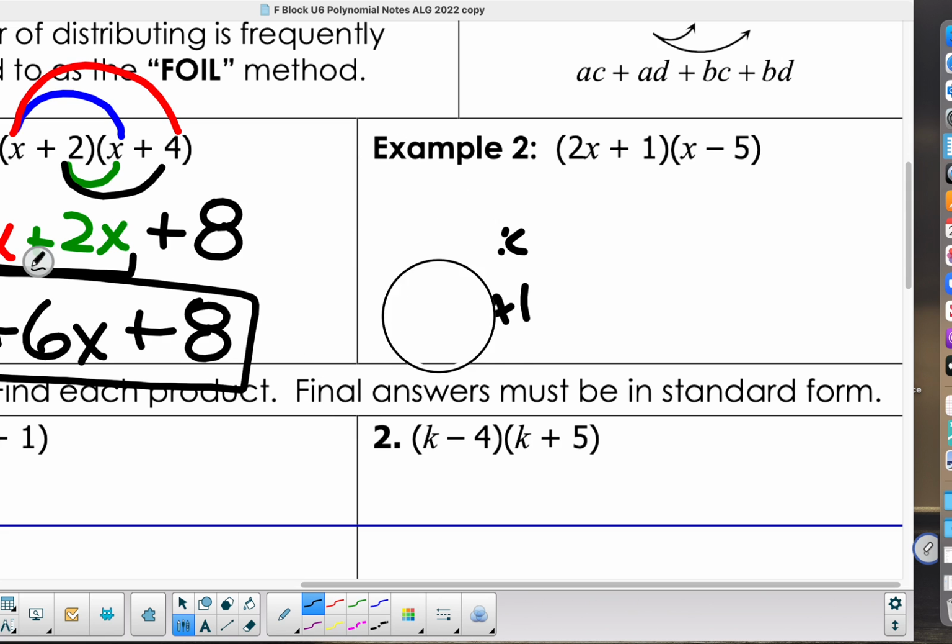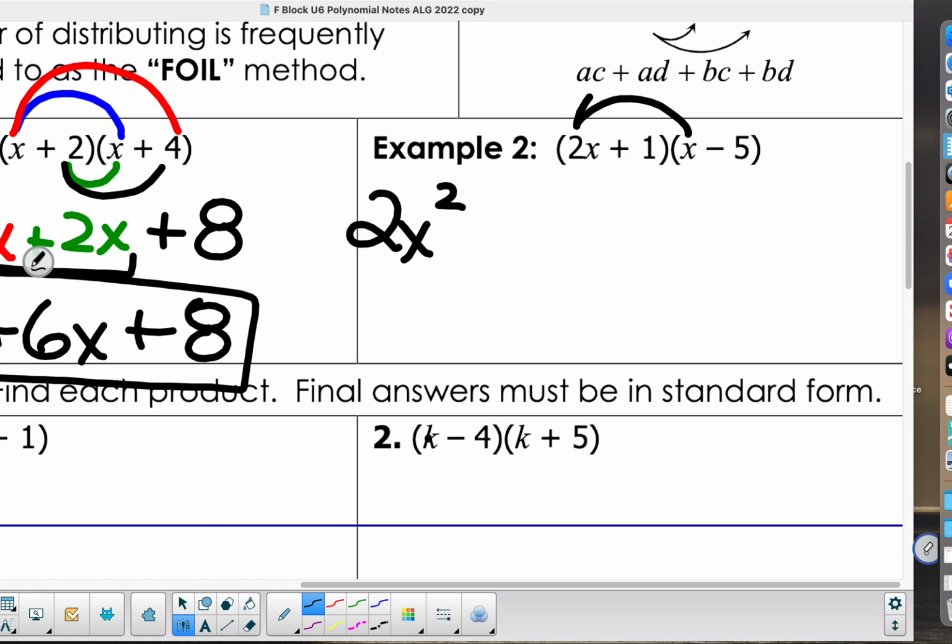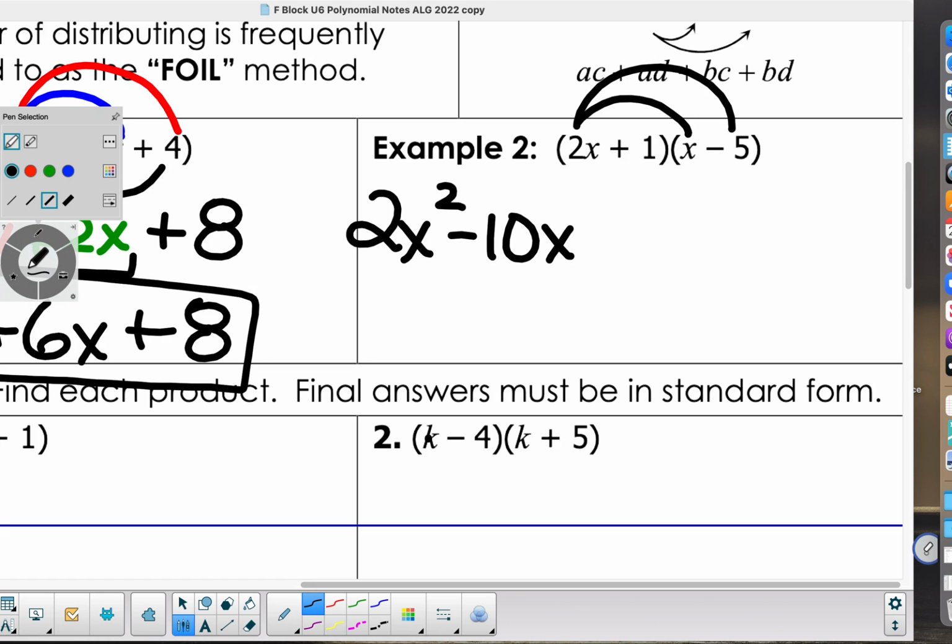So in example number 2, I'll do the same thing. I'm going to distribute the 2x to the first x in the second binomial. That gives me 2x squared. And then I distribute 2x to negative 5. That gives me negative 10x. And then I move back, and I'll change my pen.